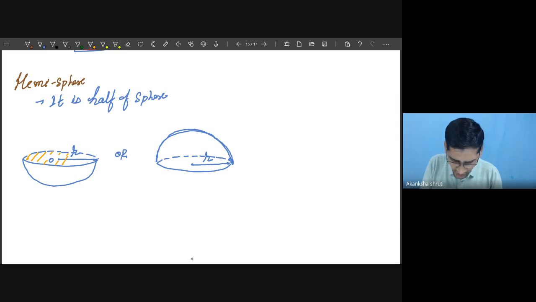Like for the cone, these are the circular ones. So once you have to take only one at a time. Another one is this curved one. So this curved one may be considered. So this is the curved one.